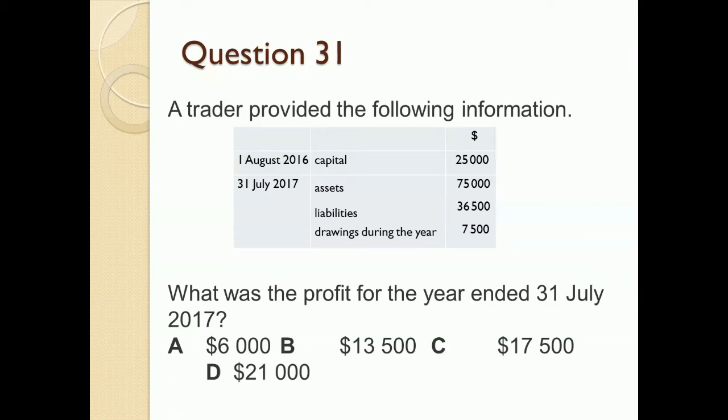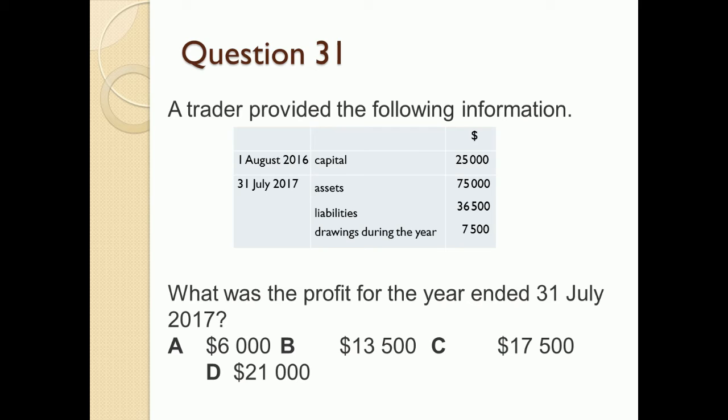So first question, a trader provides the following information. Opening capital is given to you, and it is 25,000. Closing capital is not given, but assets and liabilities are given to you, and drawings during the year are also provided. What was the profit for the year ended 31st July 2017? This question is based on your incomplete records chapter, in which you know that the net worth method is being used to solve this question.